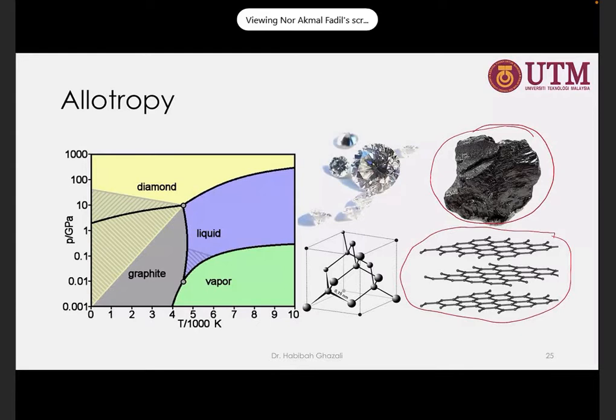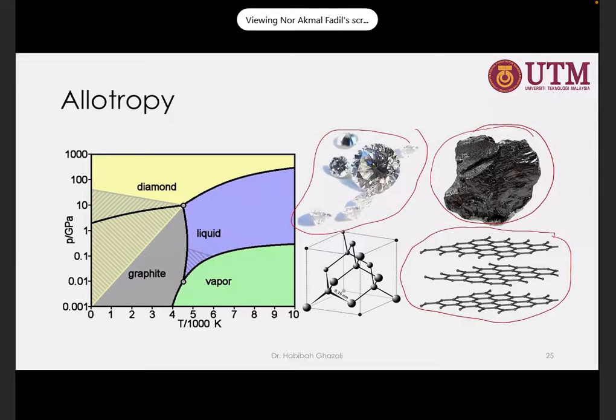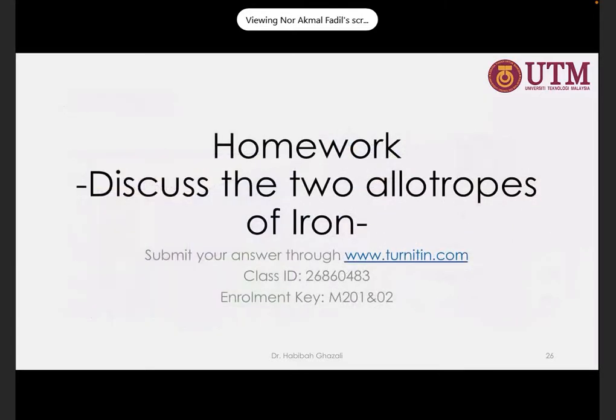Yes, graphite. If it has a very complex structure, it's forming diamond. Okay. All right. Electrodes. Okay. You don't have to discuss.